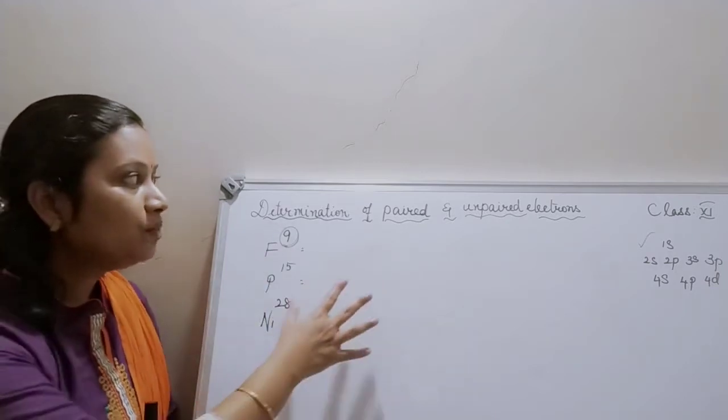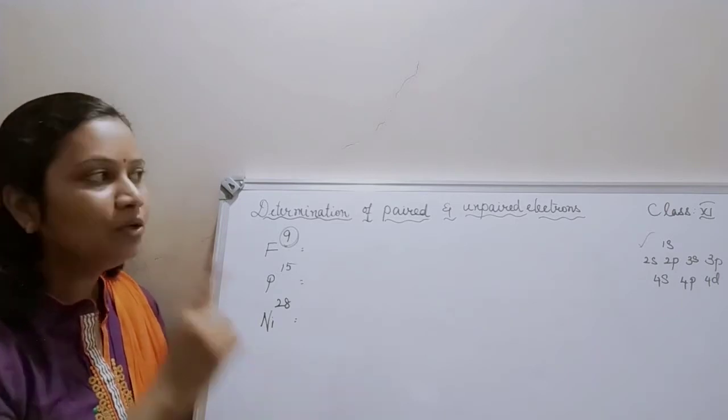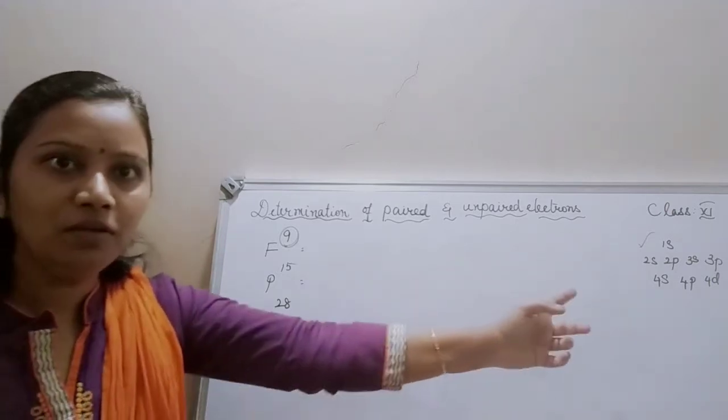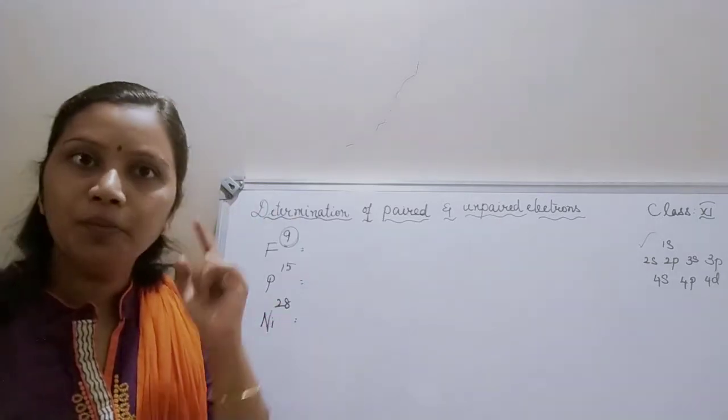Before trying to solve the problem for paired and unpaired electrons, you should remember the song to fill the number of electrons in every orbital. Hope you all remember the song.